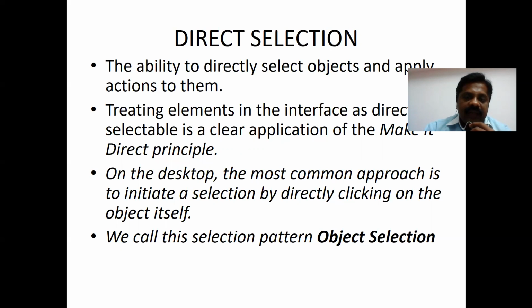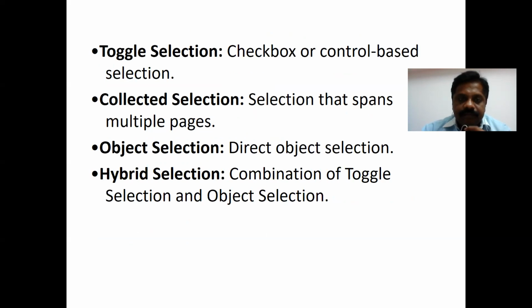So directly we can select an object, and whatever action we need to perform on the object, we can apply the action directly on that. So that is called direct selection. Treating elements in the interface as directly selectable is a clear application of the direct manipulation principle. On the desktop, the most common approach is to indicate a selection by directly clicking on the object itself. We call this the object selection pattern.